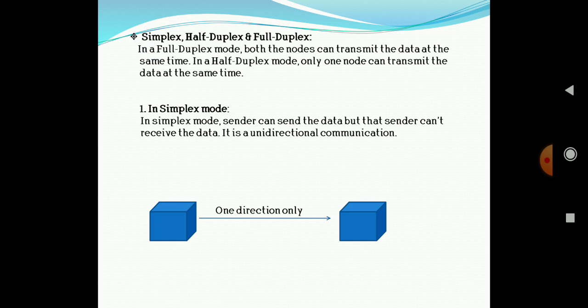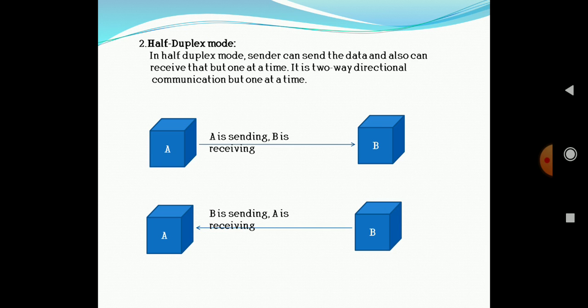Next service is simplex, half duplex and full duplex. In a full duplex mode, both the nodes can transmit the data at the same time. In half duplex mode, only one node can transmit the data at a time. In simplex mode, sender can send the data, but the sender cannot receive the data. It is unidirectional communication. Half duplex mode: sender can send the data and also can receive it, but one at a time. It is two-way directional communication, but one at a time.